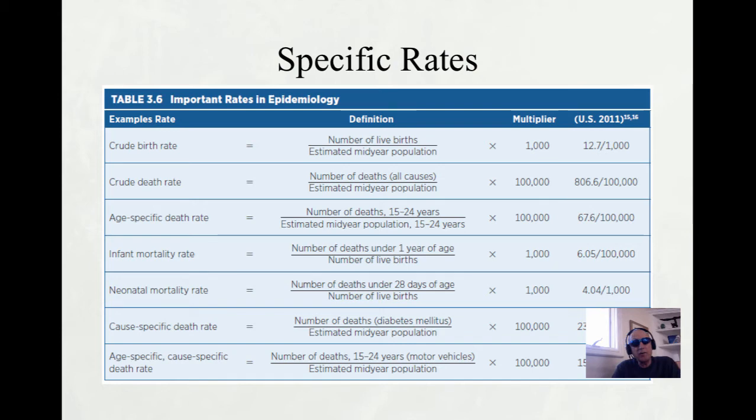I want to be able to communicate. We use crude birth rate, crude death rate, age-specific death rate, and infant mortality rate, which we call IMR. We use these to measure health. IMR is used extensively in international health.